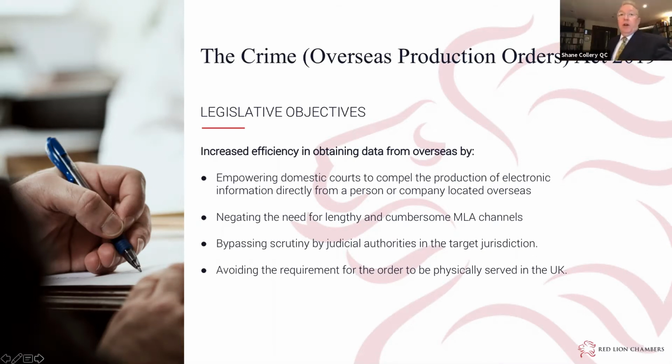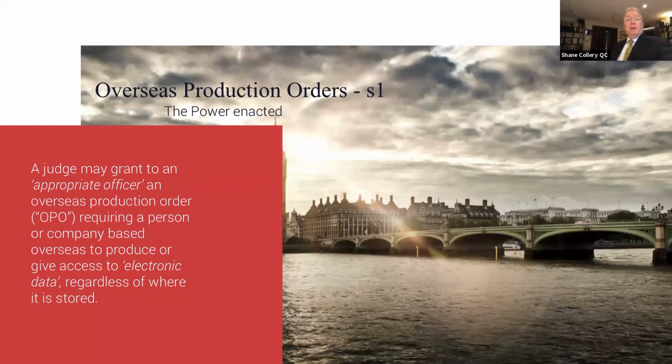Yes, perhaps we can go to slide 3. So overseas production orders, section 1, the power enacted. Section 1 and Section 6.4 of the Act provide between them, in effect, that a judge may grant to an appropriate officer an overseas production order requiring a person or company based overseas to produce or give access to electronic data regardless of where it is stored.